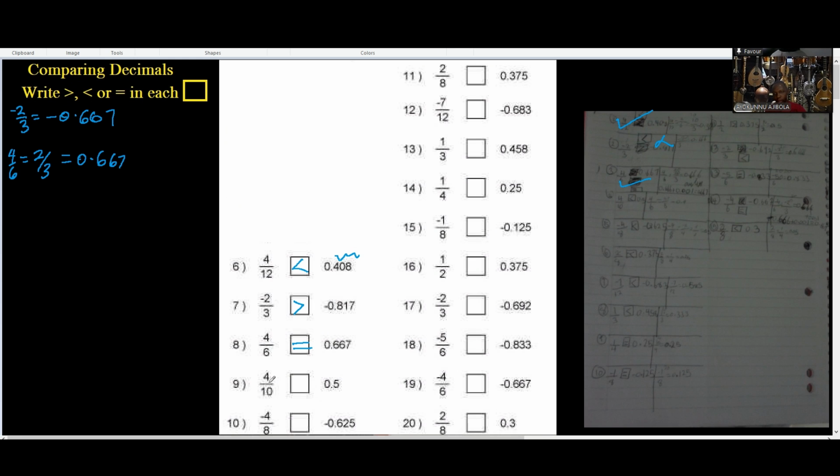Then 4 over 10 is the same as 2 over 5. That's 0.4 because 5 and 2 cannot go. 5 in 20 is 4. 0.4 is less than 0.5.